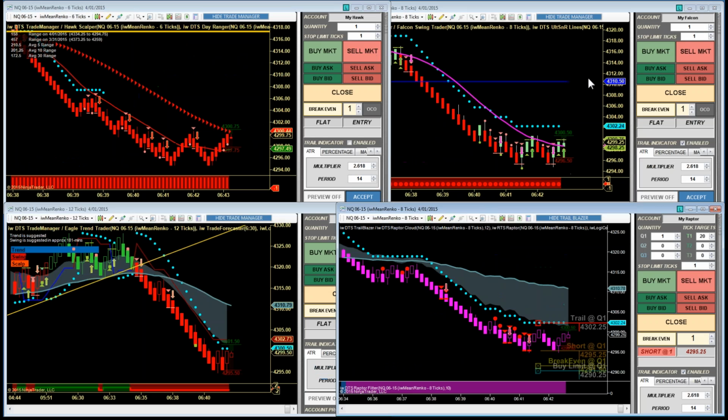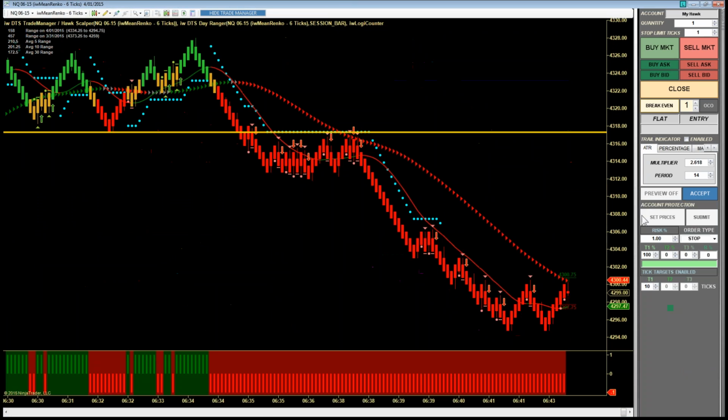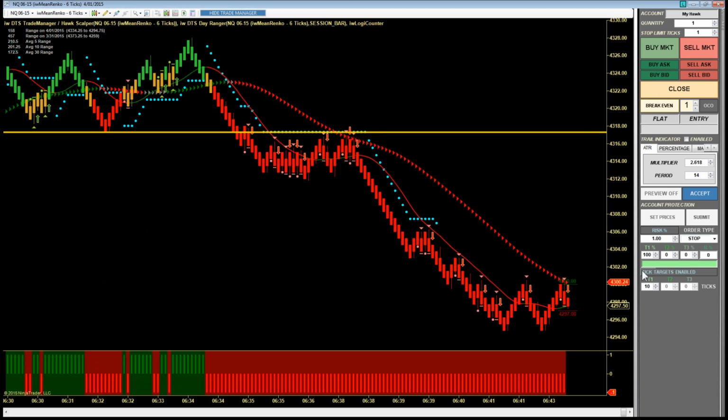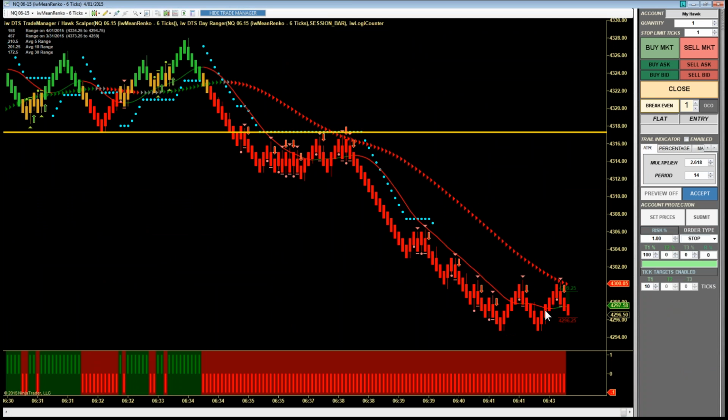The Trade Manager, however, does have this added component of what we call the Risk Manager. That's this little module that you see down here. And the Risk Manager has two modes. It has the risk % mode and the manual mode. And what this does is it prevents you from ever over-capitalizing on a losing trade.